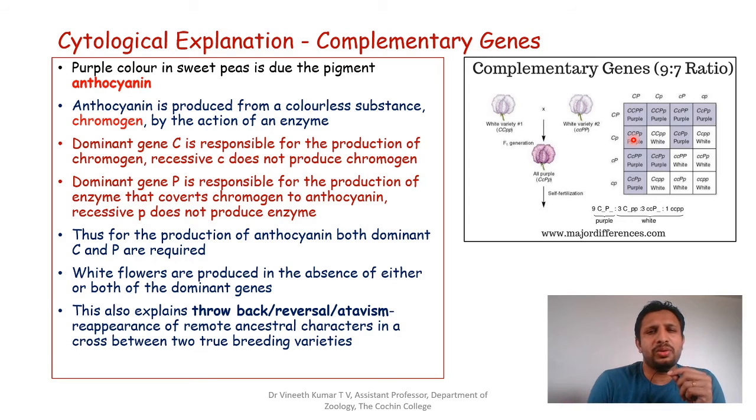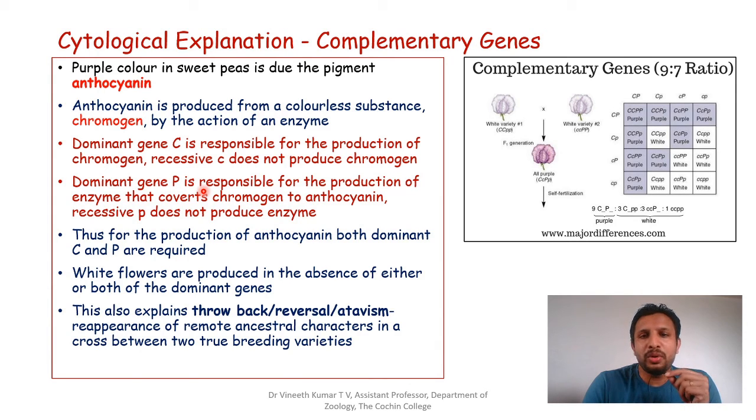And this complementary gene action is also an explanation of another phenomenon called atavism, throwback, or reversal. That is nothing but the reappearance of an ancestral character. It is considered that capital C and capital P were the wild type in the earlier past, and they got mutated during the evolutionary process. The capital C got mutated into small c, and capital P got mutated into small p.